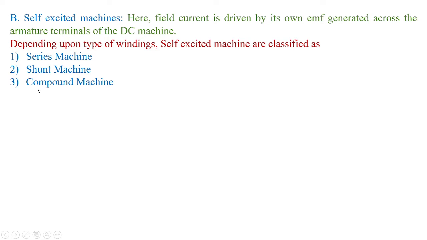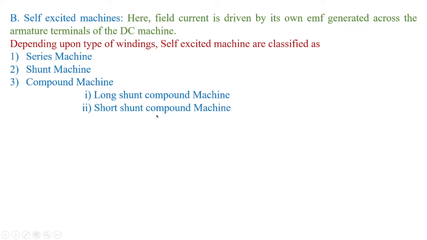Another important factor: under compound machine, we have long shunt compound machine and short shunt compound machine. When you are dealing with a generator, it becomes a long shunt compound generator and short shunt compound generator, whereas in the case of a motor, it becomes a long shunt compound motor and short shunt compound motor. Okay, we'll deal with the motor in the next class. First, let us see how these series, shunt, and compound machines are drawn in figure 2.